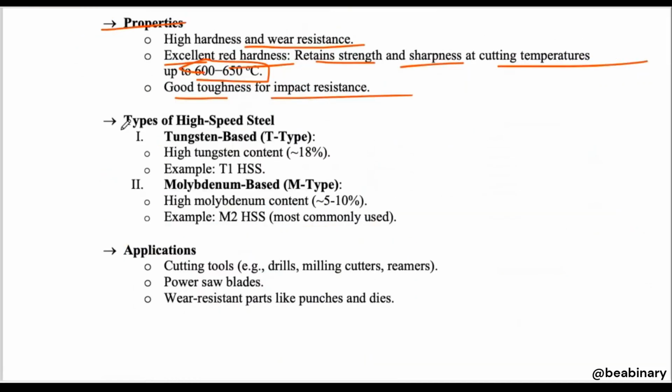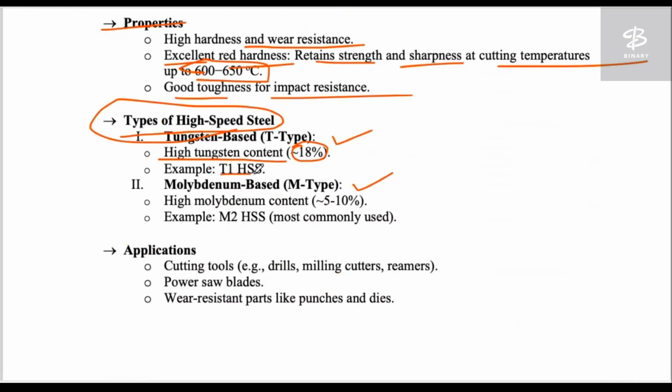Now, the types of high speed steel, HSS: the tungsten based T type and the molybdenum based M type. The T type means high tungsten content of 18%, example T1 HSS. The M type has a high molybdenum content of 5 to 10% only, example M2 HSS, most commonly used. So what is the most commonly used HSS? It is the molybdenum based, right?